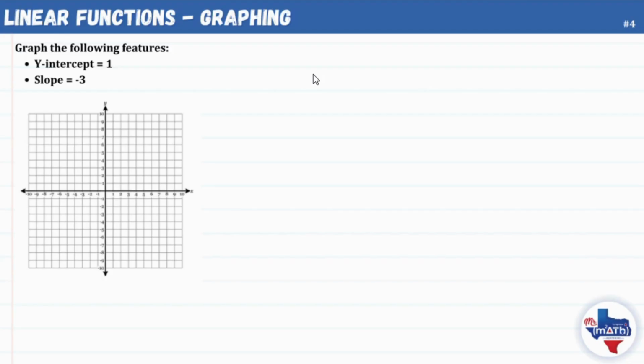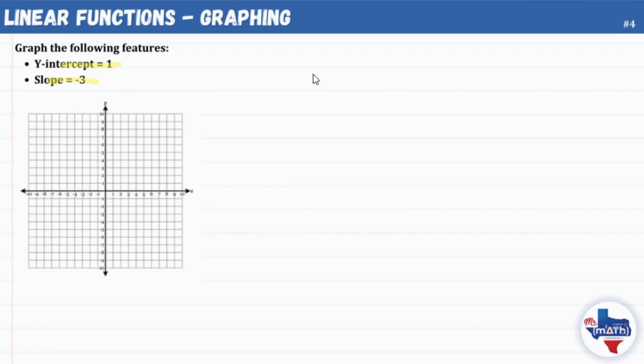Let's take a look at the problem that we have today. Graph the following features: y-intercept 1, slope -3. Okay? So our y-intercept is 1 and our slope is -3.